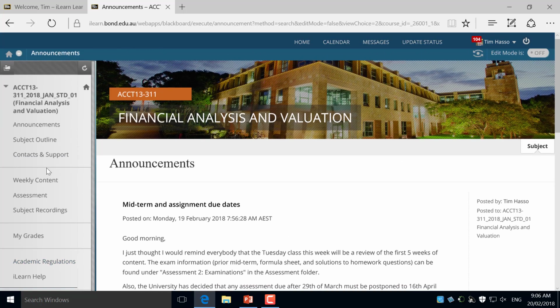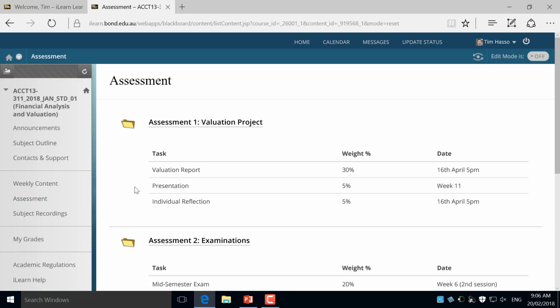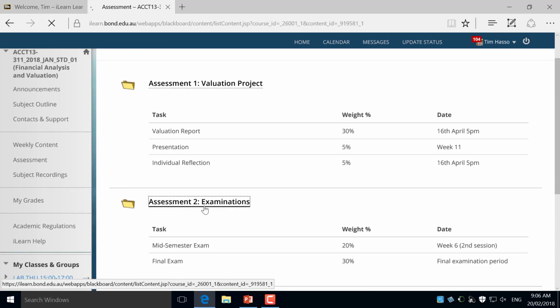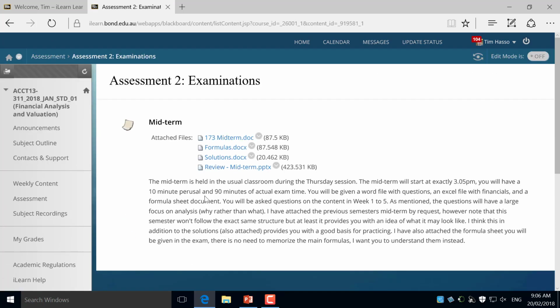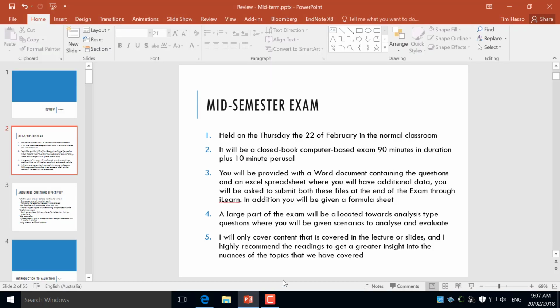So if you go into assessment, and then you go into examinations, then you'll get all the info relating to the midterm. So again, you have the previous midterm from the previous semester, the formula sheet, the solutions for all the homework questions, and the review slides for this session. So again, I think it's pretty straightforward in terms of what we're going to be doing today, and that is essentially just reviewing the past 5 weeks worth of material.